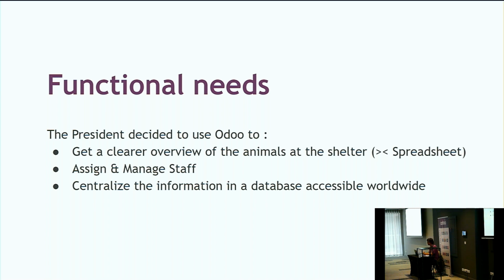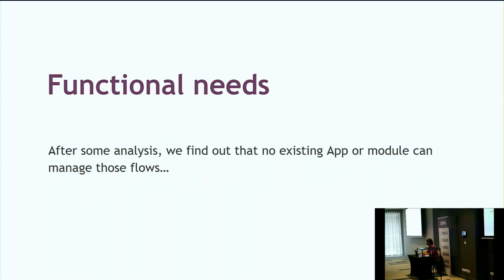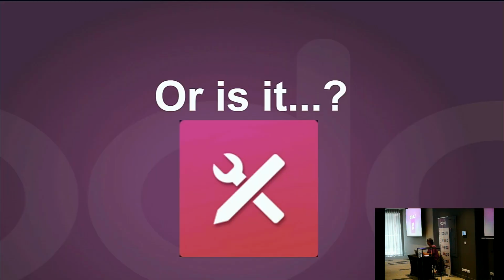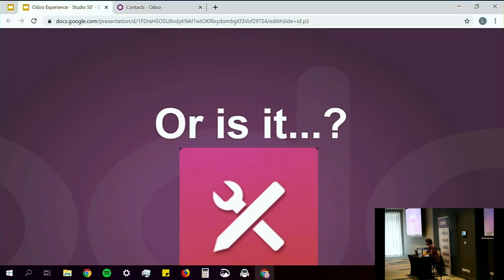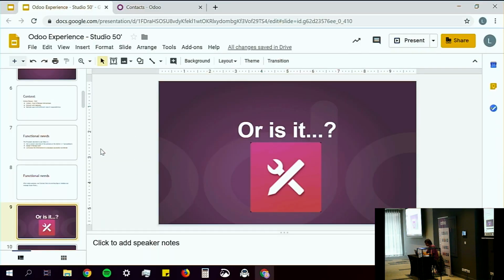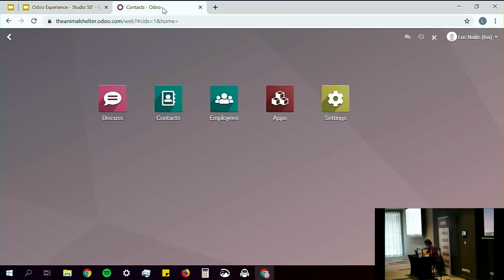Okay, so you have a look at all the different apps that are available online, and you search for an application dedicated to animal shelter management, and you don't really find one, right? Because at Odoo we don't have an application just for that. Or do we? Because maybe we can do that. So instead of showing you slides now, we'll go straight to a database.